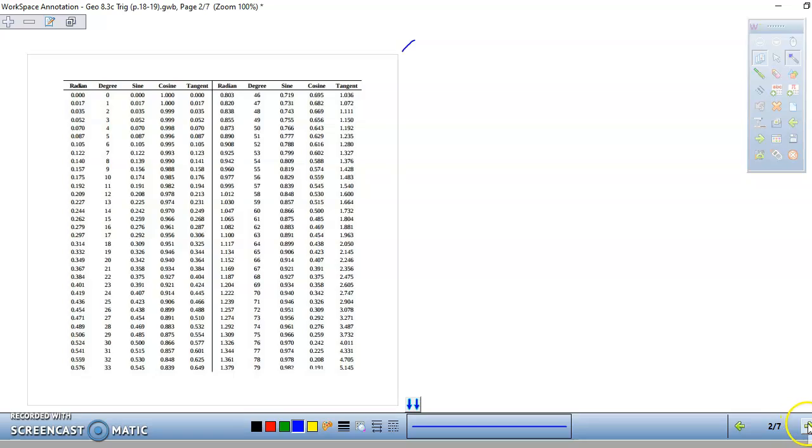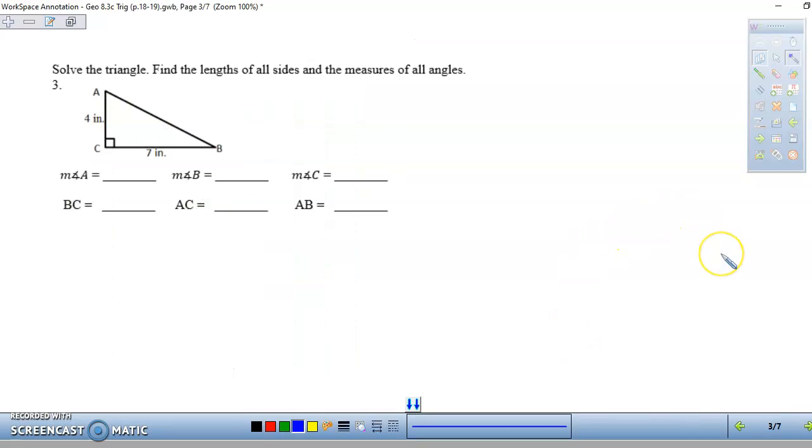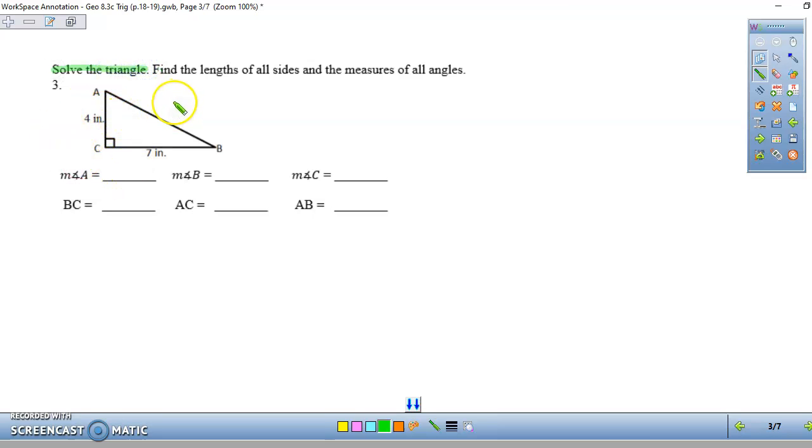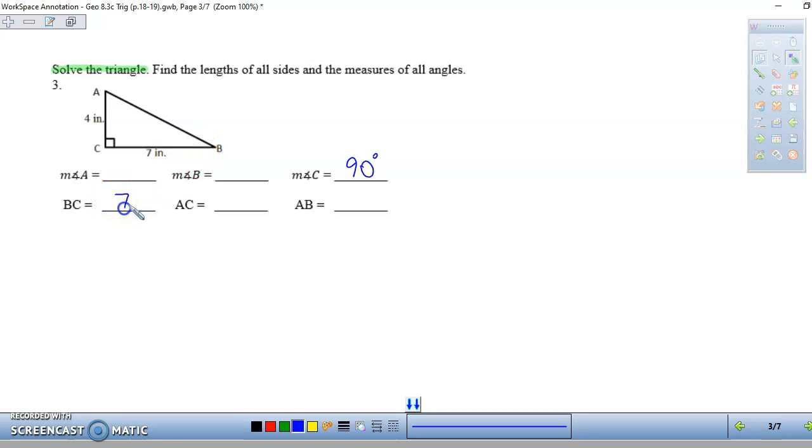Okay, and then there's that table again. All right, another type of problem. This is called solving a triangle. What that means is, given this information, you are going to find all of the angles and all of the sides. So 3 things are always going to be given to you in some way or another. So you can always write down 3 things. Obviously angle C here is 90 degrees. The length of BC is 7 inches. The length of AC is 4 inches.